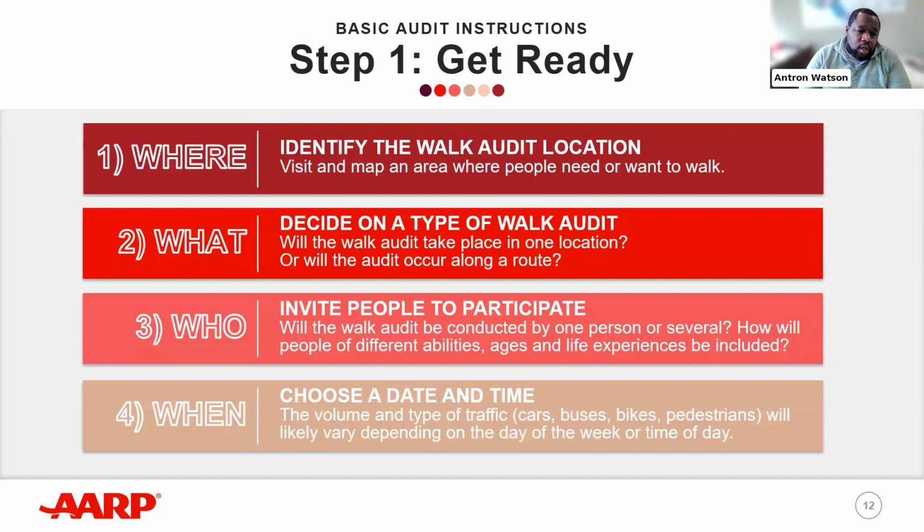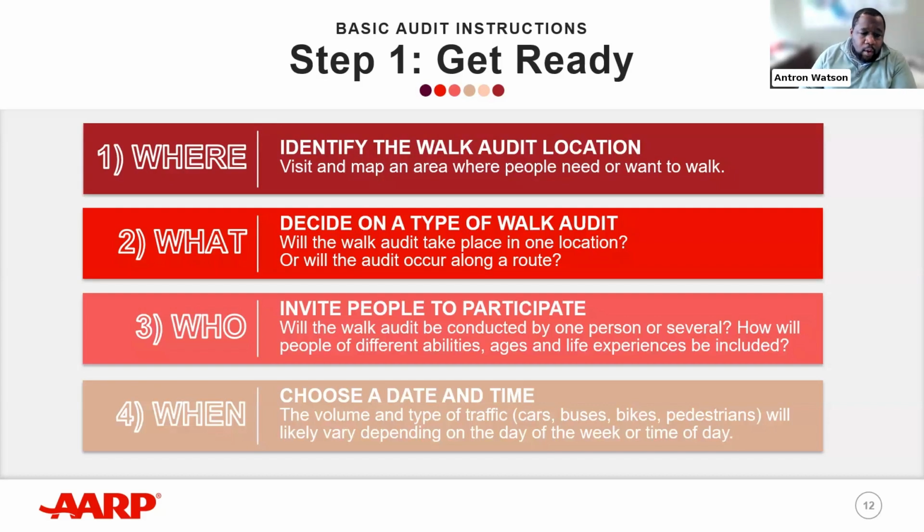The audit location can cover just one spot, such as an intersection or a block, or it can take place along an entire route covering several streets and intersections. So keep in mind, the smaller the area, the easier it is to conduct an audit, identify problems, and advocate for solutions to get results. The larger the area, the larger the potential impact.